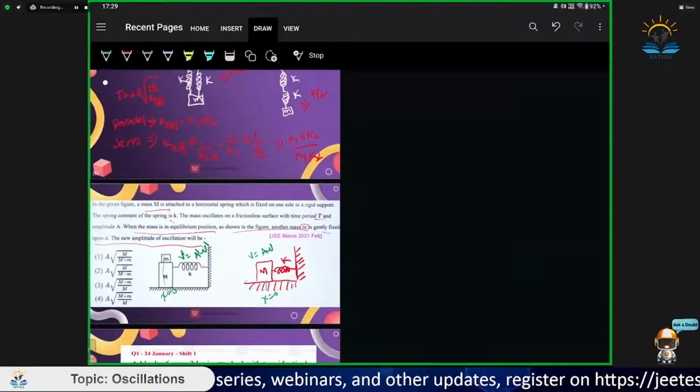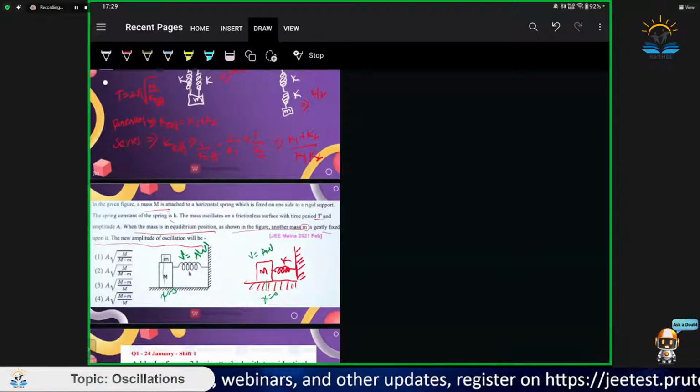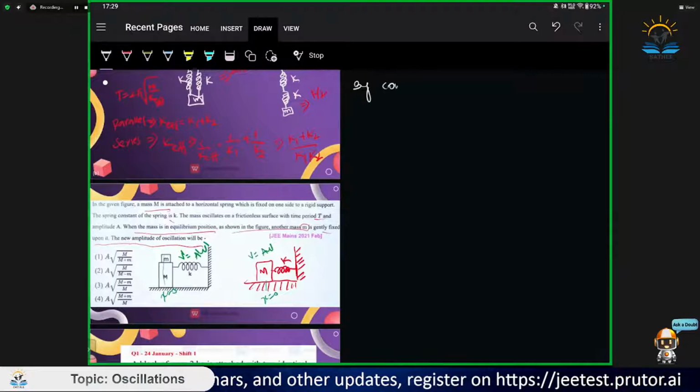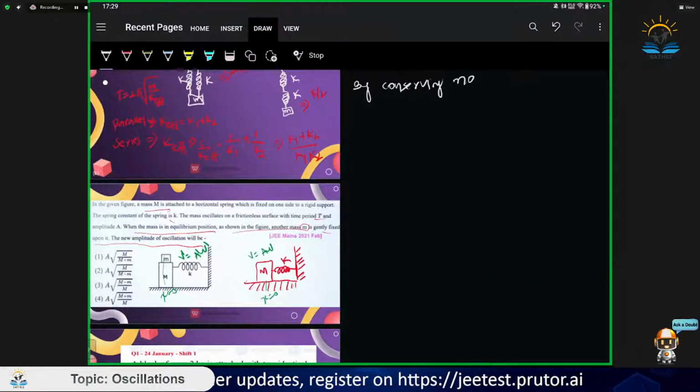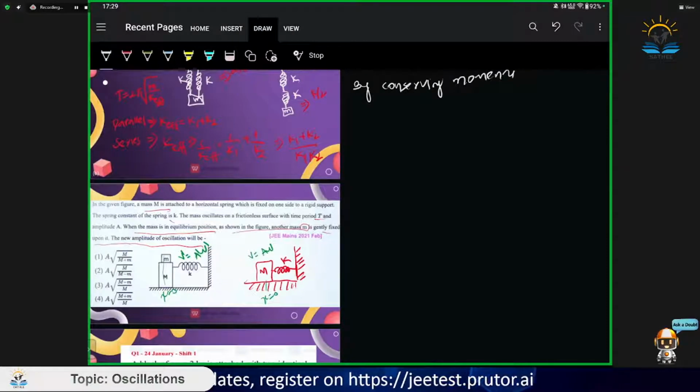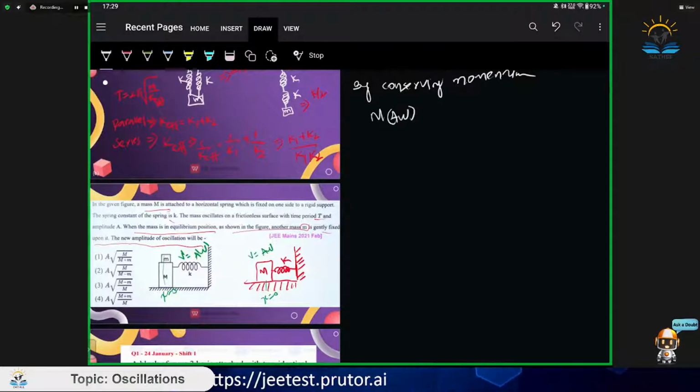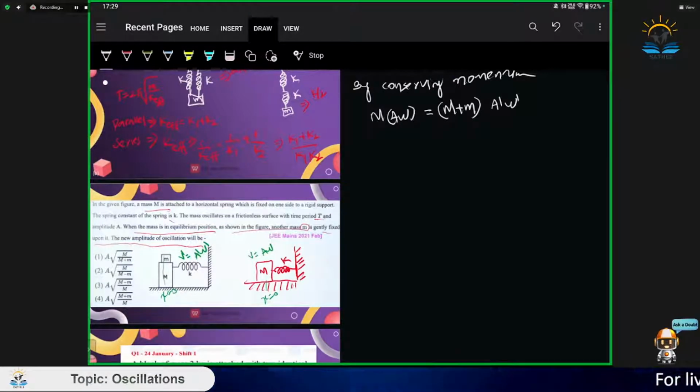By conserving momentum, initial momentum will be equal to final momentum. Initial momentum is capital M into velocity A omega, equal to final momentum, which is final mass into final velocity A dash omega dash, right?